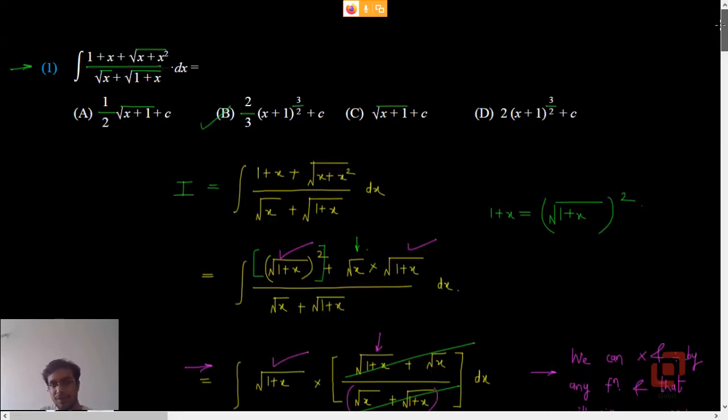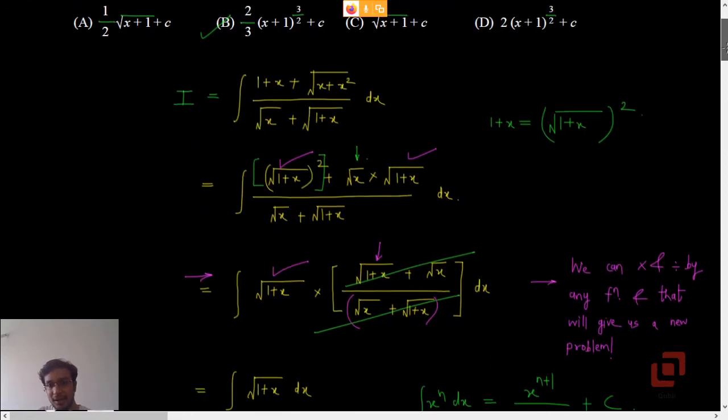Now the special case about this problem is that the factor that is common to both numerator and the denominator is root of x plus root of 1 plus x. Okay, so if you do not realize that you have to take this common, then you will keep struggling between the methods of integration. You will try to solve it by substitution, you will try to solve it by parts, but that is not required.